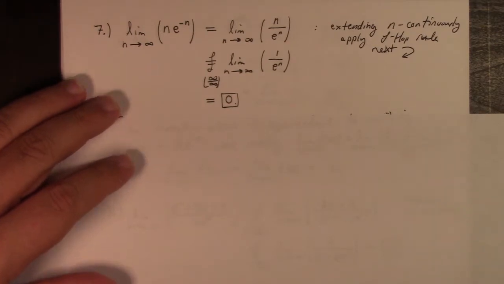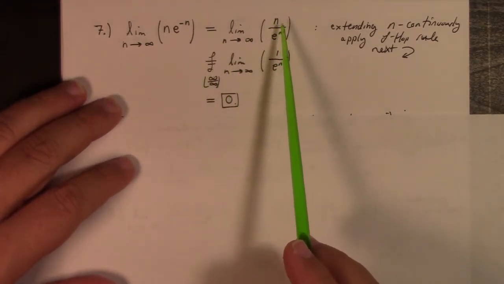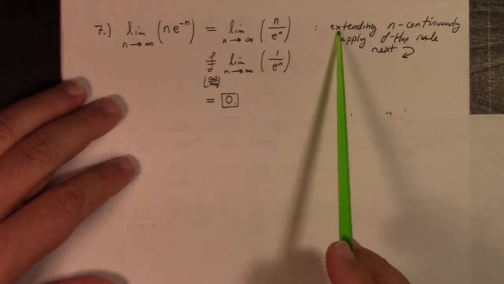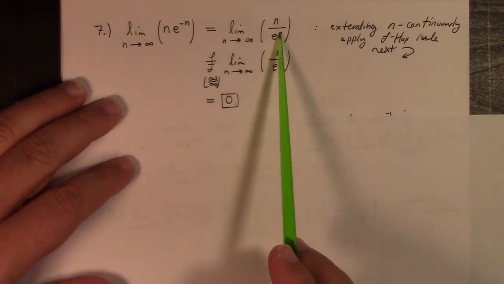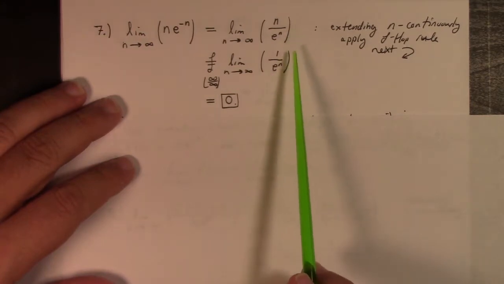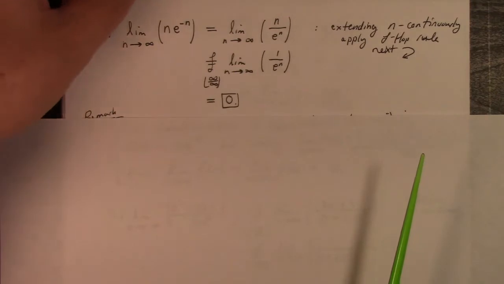Now, technically speaking, I shouldn't apply L'Hopital's rule to a discrete variable, so my excuse is writing this over here, which is a shorthand for saying replace this function with a function of x, differentiate it, and then go back to this limit again. But rather than writing those 3 extra lines, I'm just going to write this, if that's okay with you guys.